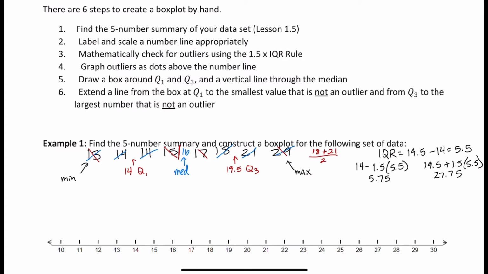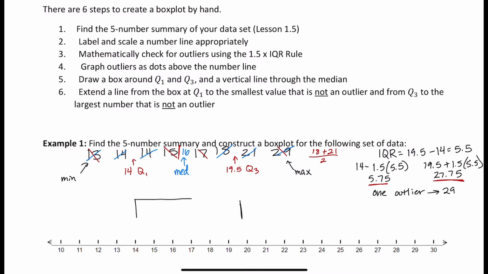So what you want to do is look at your data set and determine, is there any number that is below this number or above this number? If we look at our data set here, we actually do have one outlier at 29, because it is above 27.75. So all we need to do now is draw the box. We're going to draw a box around Q1 and Q3. Remember, Q1 was 14 and Q3 was 19.5.